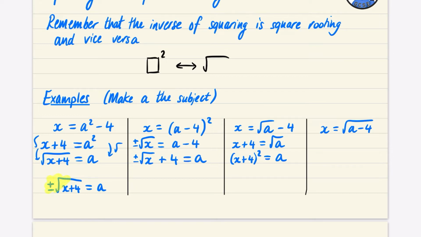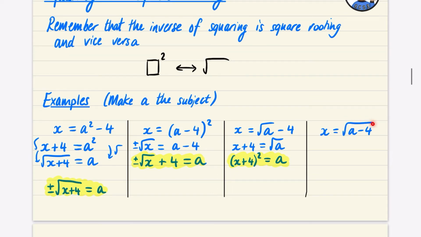So here's our answer here, and here, and here. And then the last one looks really similar, but it's ever so slightly different. The first thing you'll notice is the square root sign goes all the way across. So that means you're going to square immediately to get rid of the square root sign. And then I'm going to add the 4 afterwards.